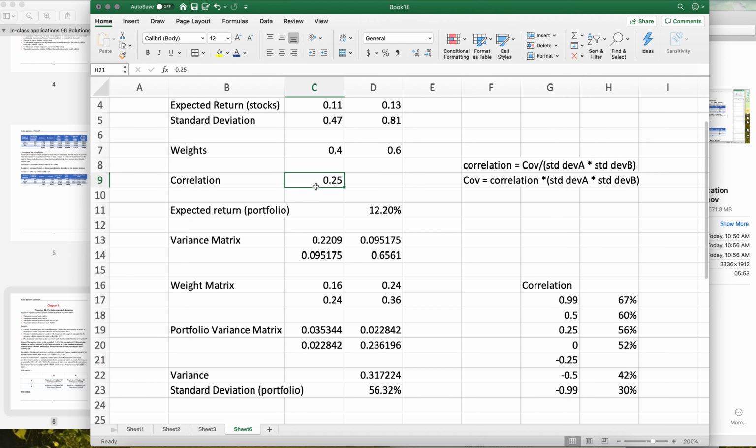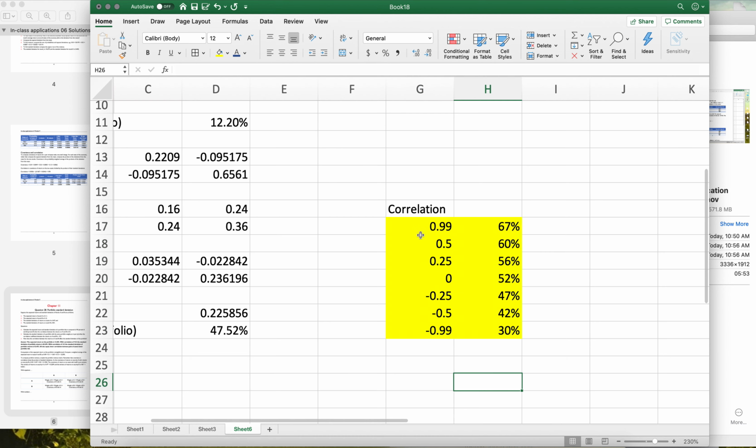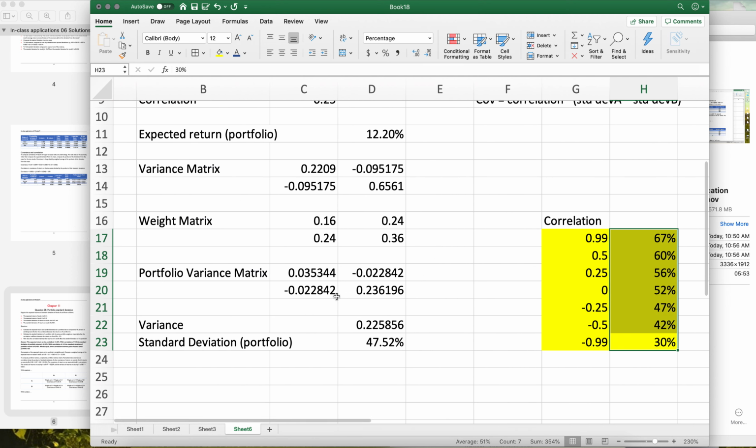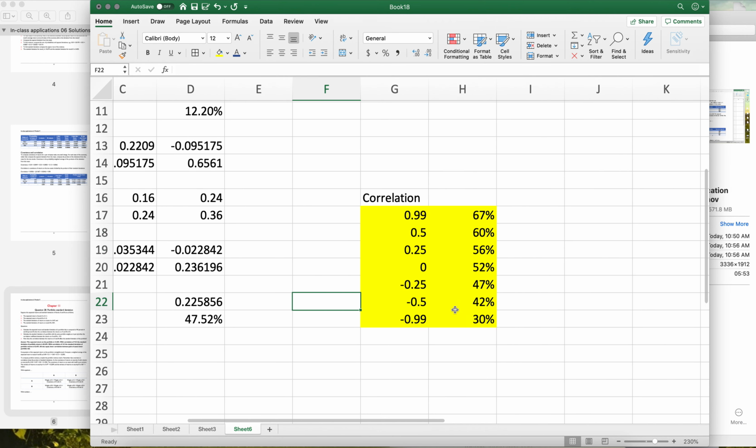Okay, so if we look at these correlations, let me just make them yellow so we know to look over there. And we'll zoom in a little bit. It was 60% when our correlation was 50% or 0.5. When we did negative 0.5, it went down to 42%. And you can see like this is increasing. As our correlation increases, the standard deviation, which is the risk of the portfolio, increases. So what does this tell us? When the two assets are highly correlated, 0.99, they move almost 1 for 1, the risk of the portfolio is much higher. When they're negatively correlated, the risk of the portfolio is much lower.